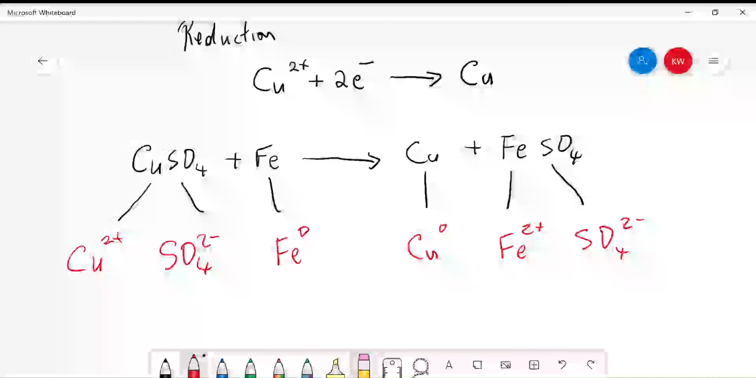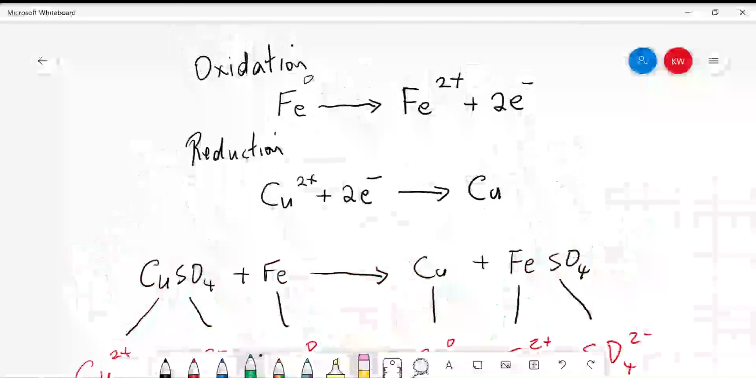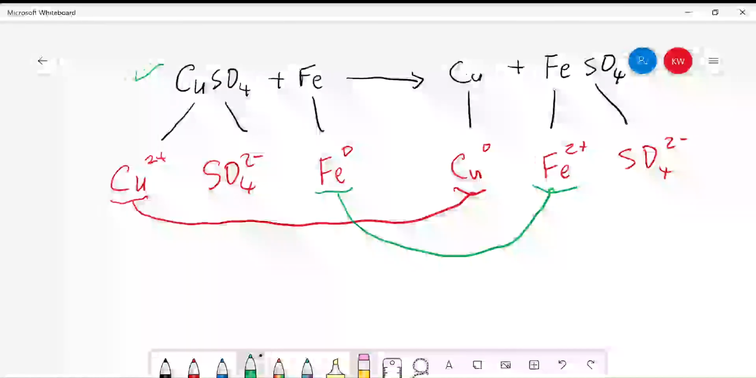So from this, we could see we are moving from copper 2 plus to copper 0. This is exactly what we wanted. And we also move from iron 0 to iron 2 plus. Let's check this out. Iron 0 to iron 2 plus. So this would be the right equation. I hope this helps in being able to determine which equation, and you could now break down your equations. Thank you.